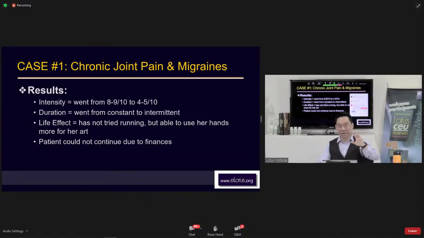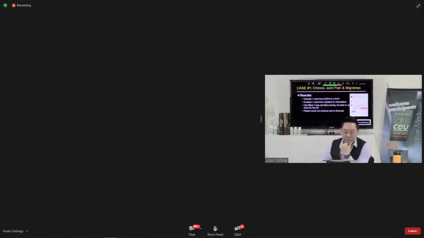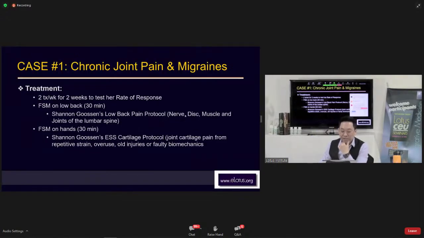pad placements, right, in the lower back and also the cervical spine. So even though it's the lower back pain protocol, look at what it's focused on: nerve, disc, muscle, and joints, right? And we also had the joint cartilage. So it can help every single cartilage, joints, hands, elbows, whatever.